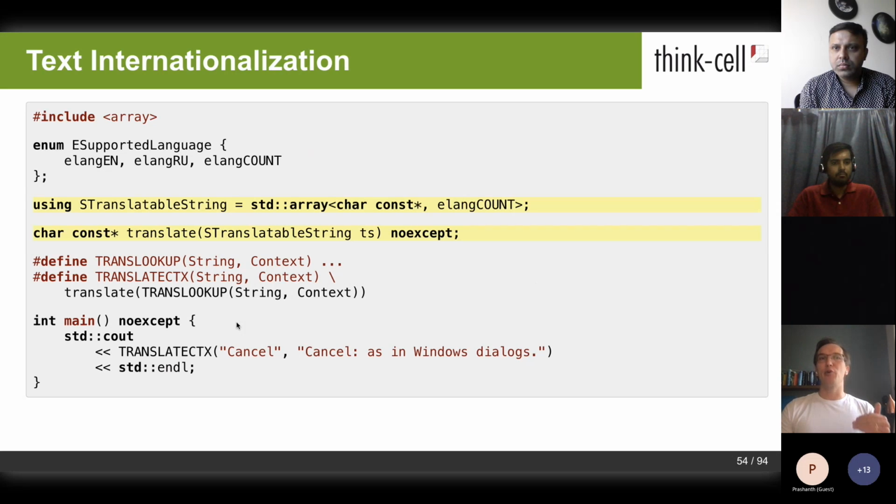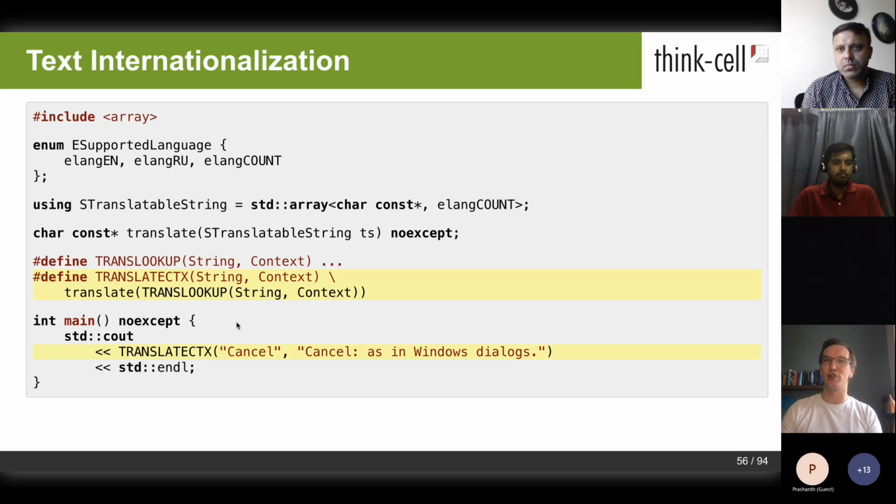The complex step is how do you find the correct array from the English text, so to speak. So that's what the lookup function does. I left it as a macro here, and I'll show you the implementation on the next slide. So that takes the English string and the translation context and finds the correct pair of English, Russian, and whatever translations that we have. And if you have those things, then you can put it all together and chain it all and translate cancel as in Windows dialogues to Russian, let's say.